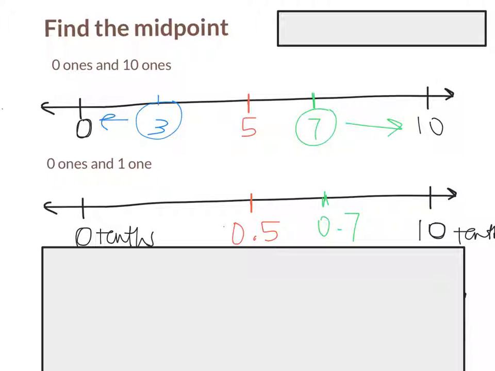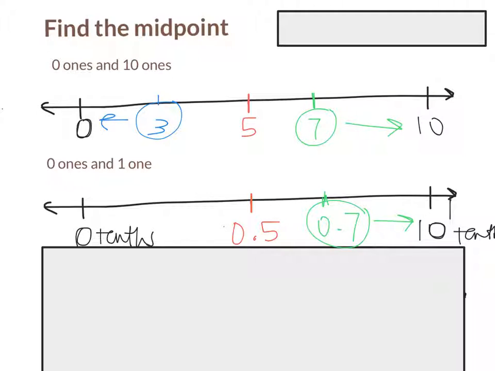So if I wanted to round 0.7 to the nearest ones place, would it be closer to 10/10 or 0/10? 10 tenths. Another word for 10/10 is what? 1. So 7/10 rounded to the nearest 1 is 1.